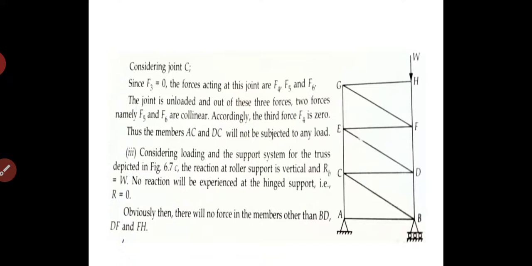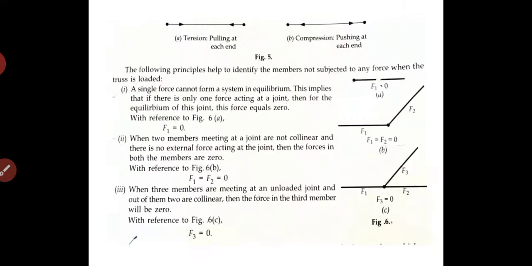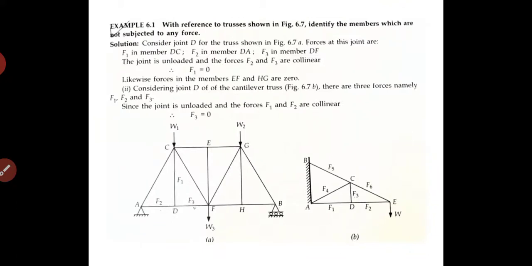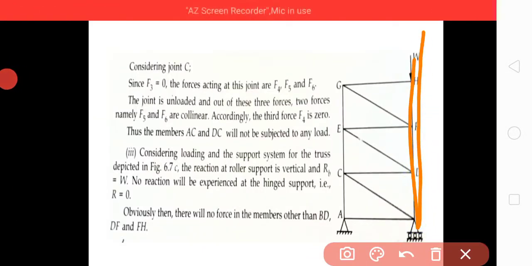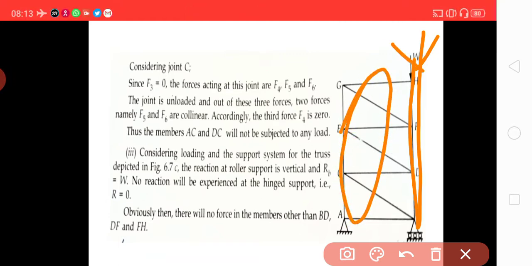Now, consider this figure again. Consider the load and support system for the truss system depicted here. This force is acting like this here. So, all these members will not have any force. Obviously, then there will be no force on the members other than BD, DF and FH.